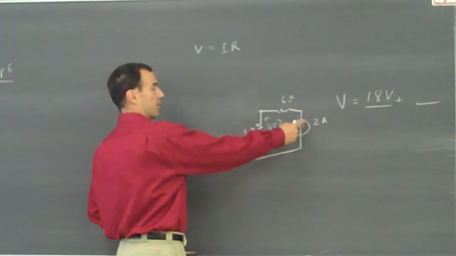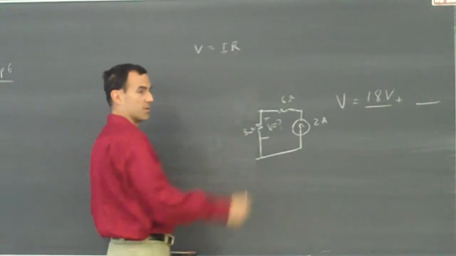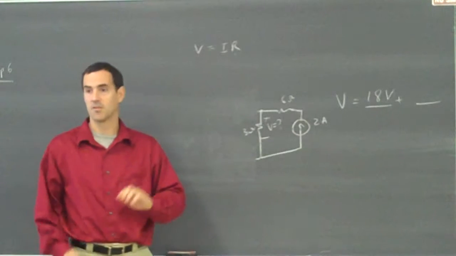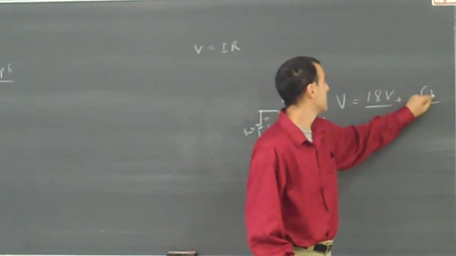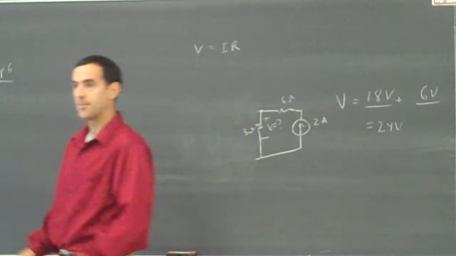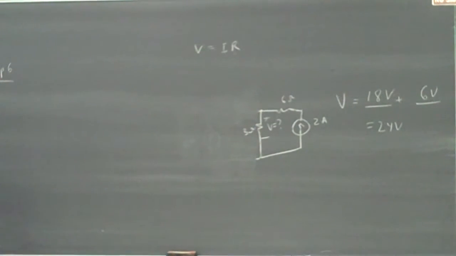So the 2 amps has to go through the 3 ohm resistor. So the 2 amps times the 3 ohms would give me 6 volts. And my answer is 24 volts. So using superposition for this circuit was actually quite simple.